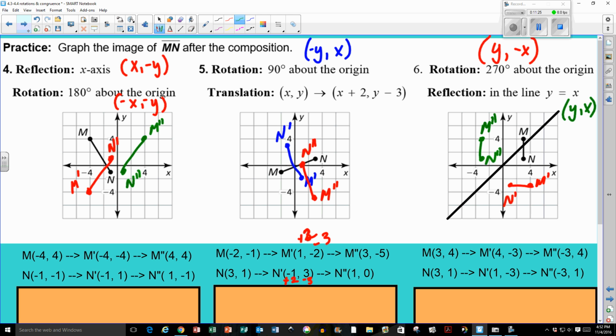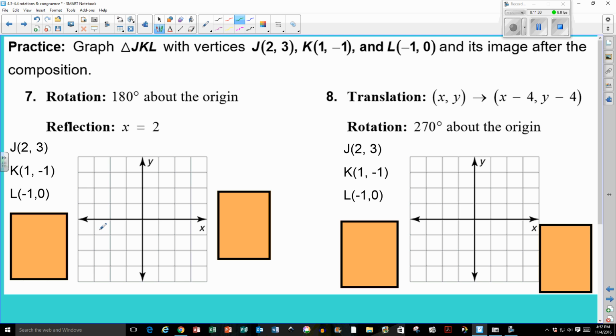All right. So don't forget you can push pause at any time so you can copy what you need to down. All right, number 7 is to plot the 3 points that are given. So they gave me these 3 points. So there's J, 1, -1. There's K, -1, 0. There's L. So I'm going to connect these 3.